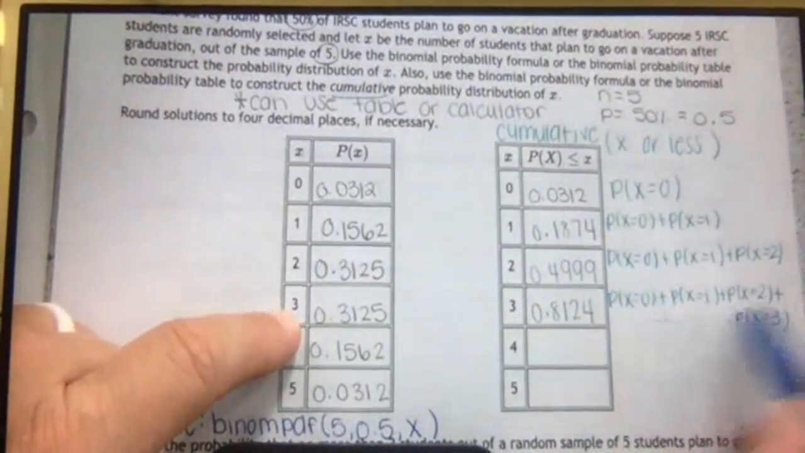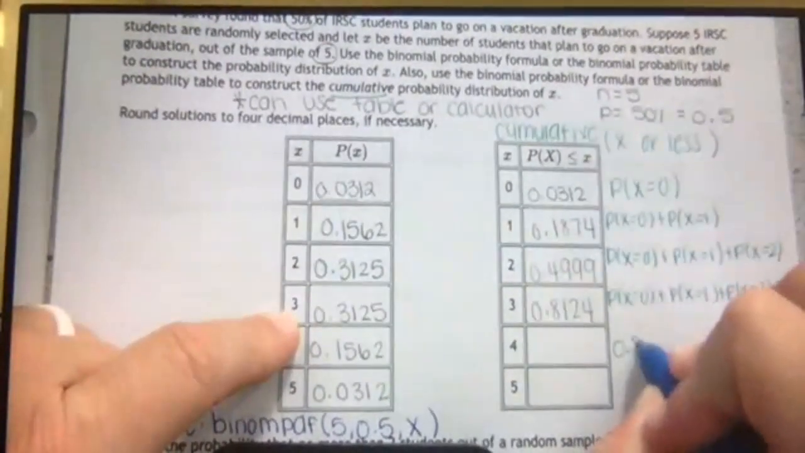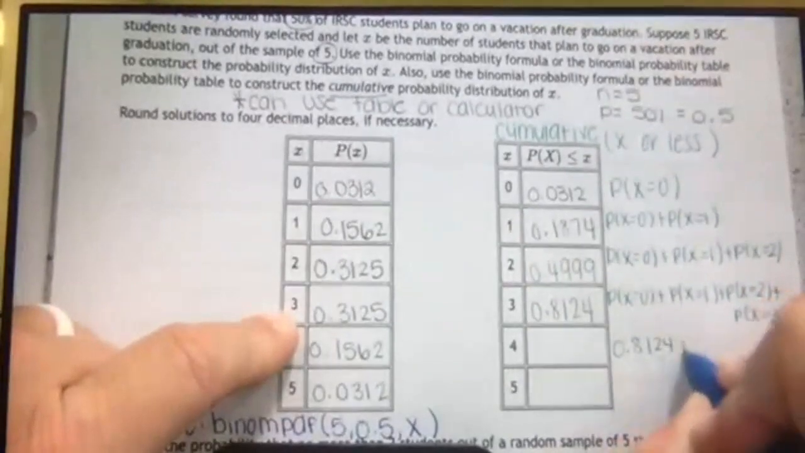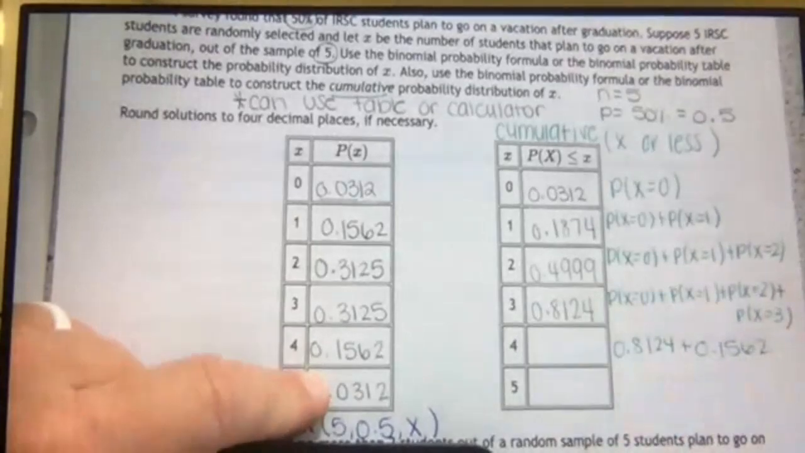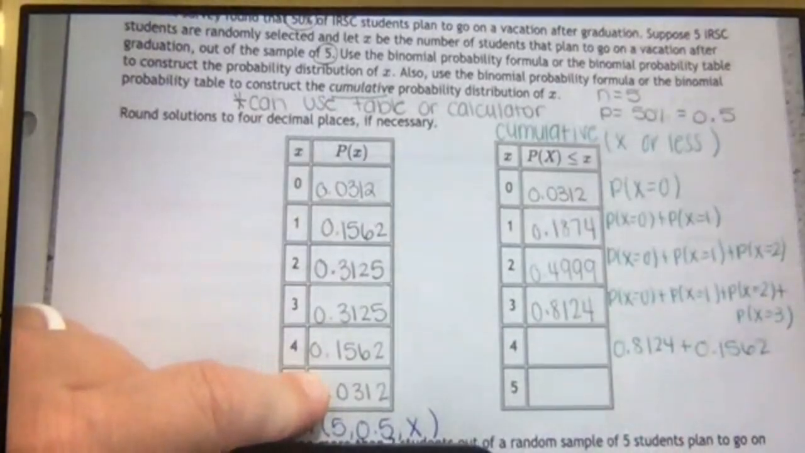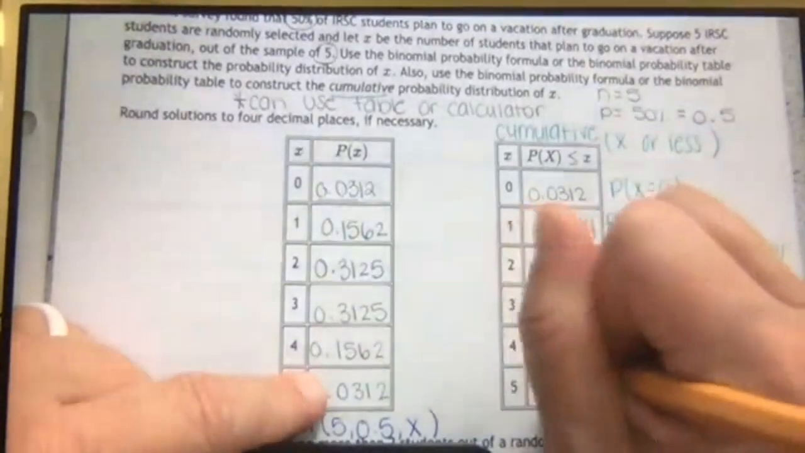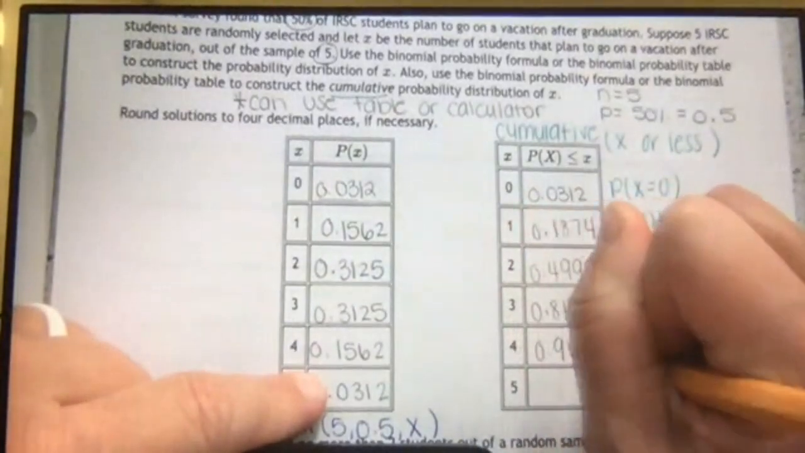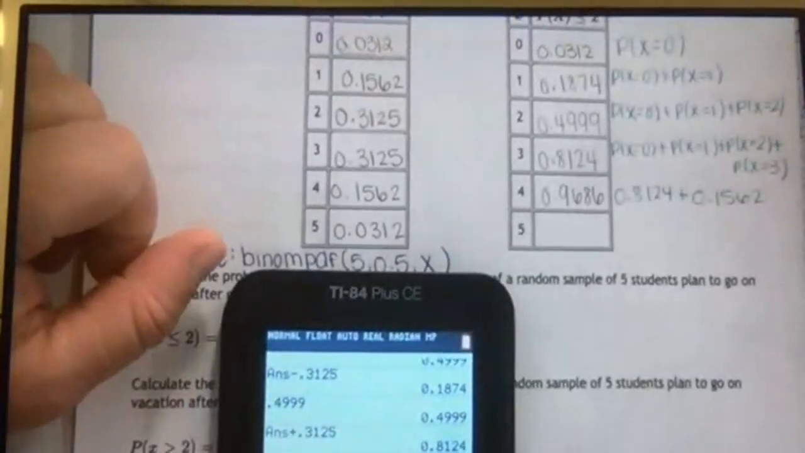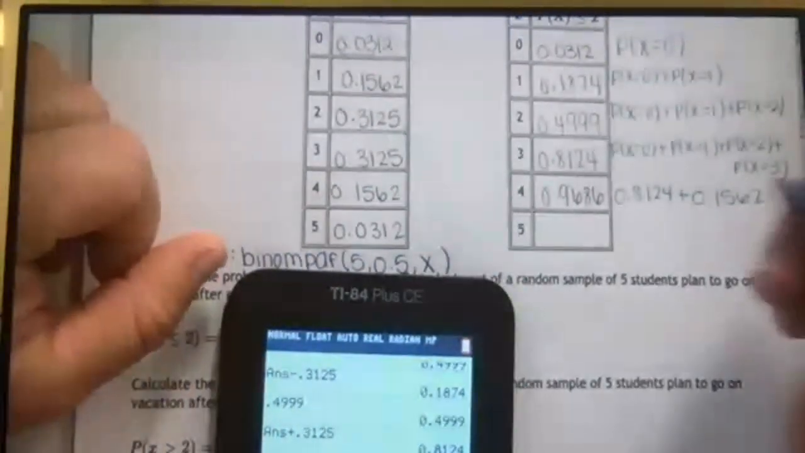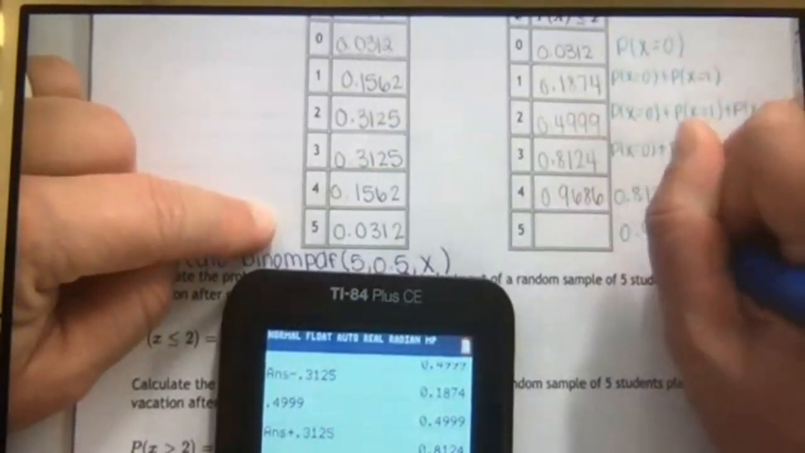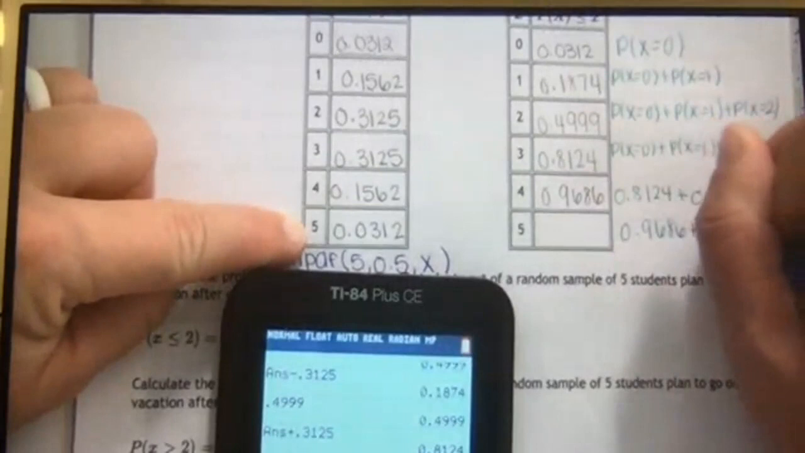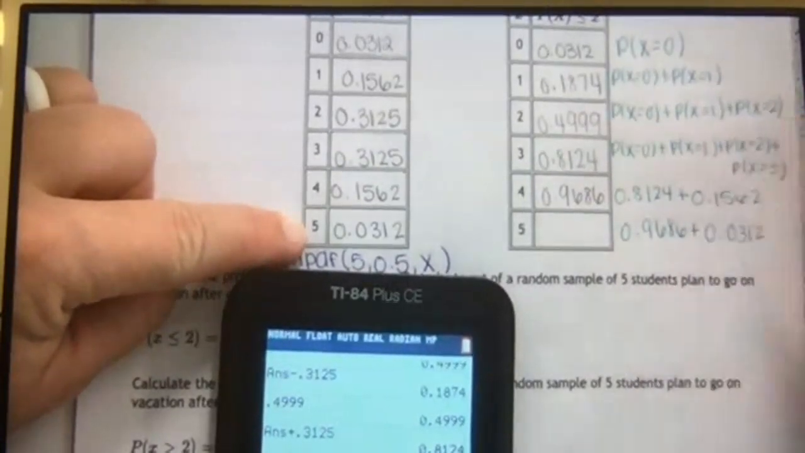Now instead of writing 0, 1, 2, 3, I can just say it's that 0.8124 plus when x is 4, so plus 0.1562, which would give us 0.9686. Taking that 0.9686 plus when x is 5, 0.0312.